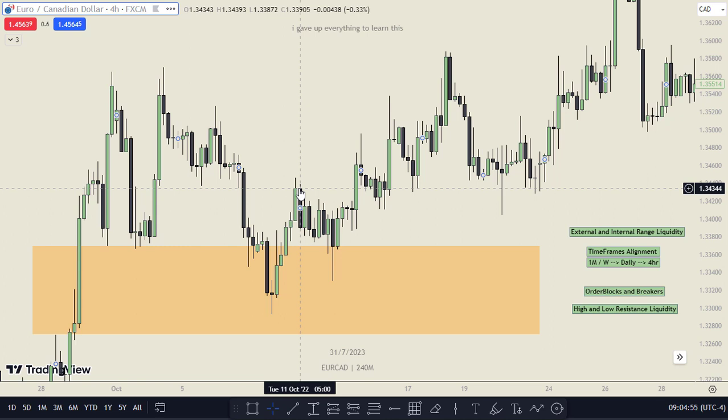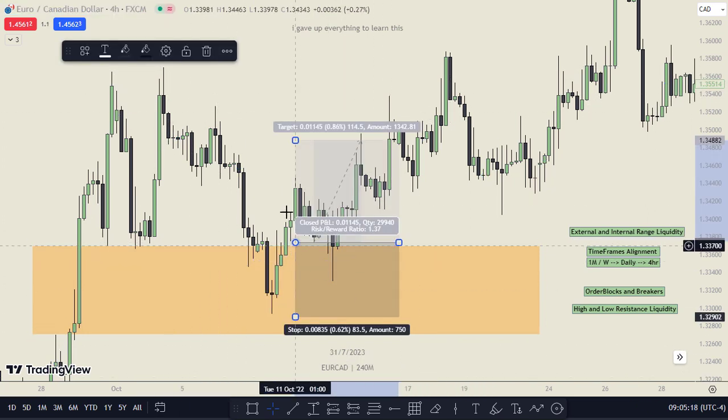So the monthly, the daily, and the 4-hour are aligned with each other. We have a breaker block right here, these 2 candles, right? And we have this order block. We have high resistance liquidity here, and we have low resistance liquidity here. You can take your position from here. You can take your position from this fair value gap right here, all right?